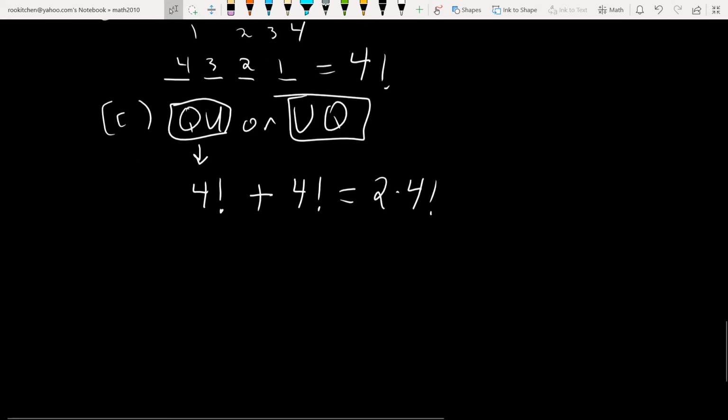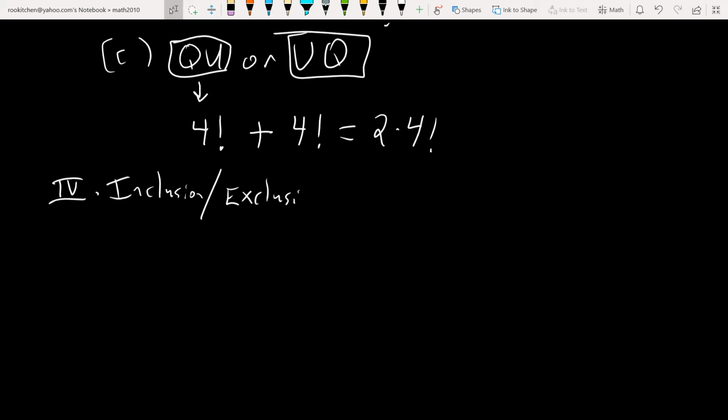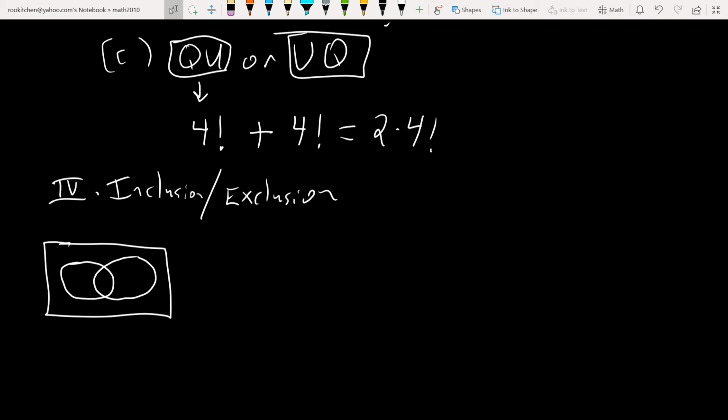Okay. Next is the inclusion-exclusion rule. So section 4, inclusion, exclusion. And what we're trying to do is figure out the number of things in a union. Okay, so the problem with figuring out the number of things in a union, if the sets are not disjoint, is that you may overcount.